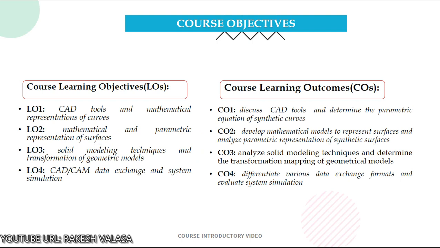curves. The second learning objective is mathematical and parametric representation of surfaces. The second course learning outcome is to develop mathematical models to represent surfaces and analyze parametric representation of synthetic surfaces. The third learning objective is solid modeling techniques and transformation of geometric models. The third course learning outcome is to analyze solid modeling techniques and determine the transformation mapping of geometric models.